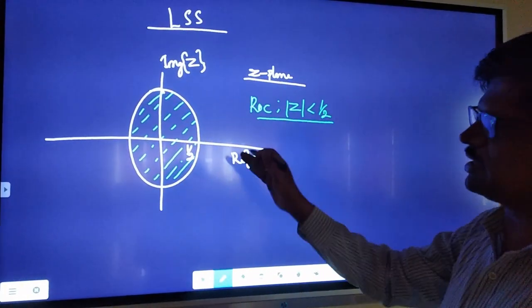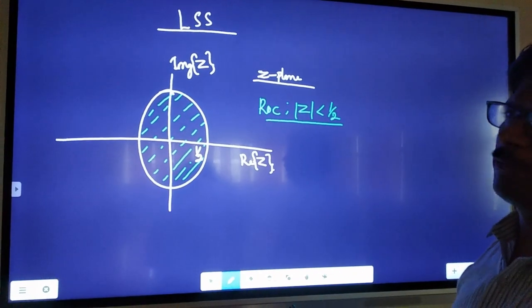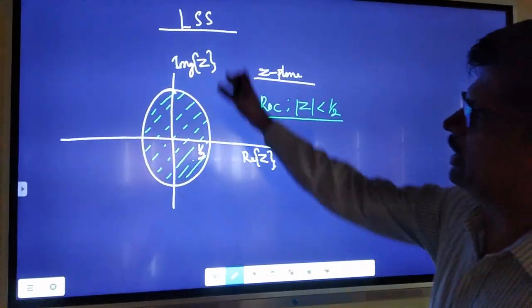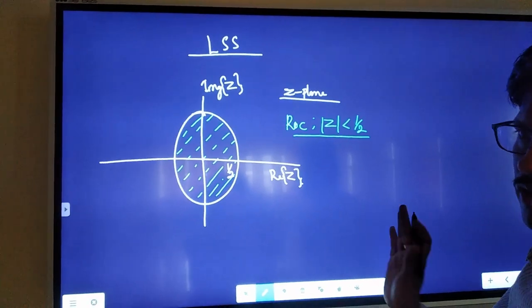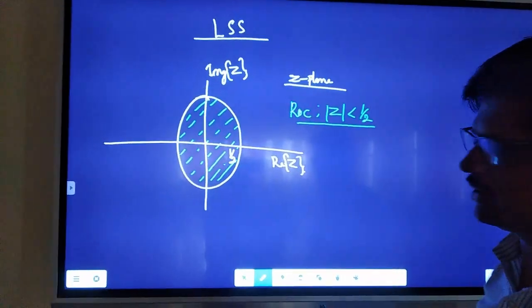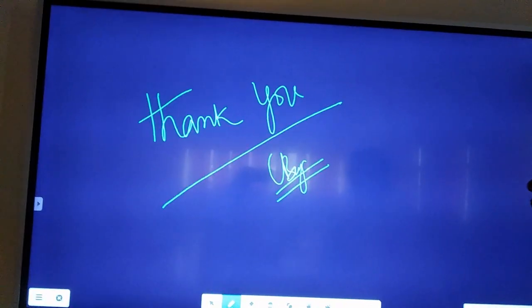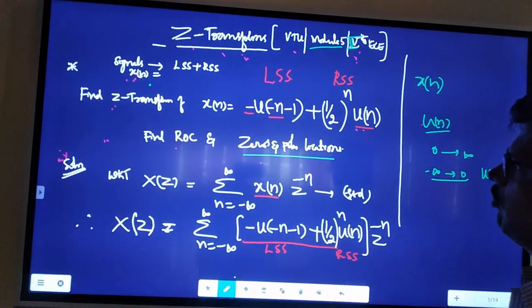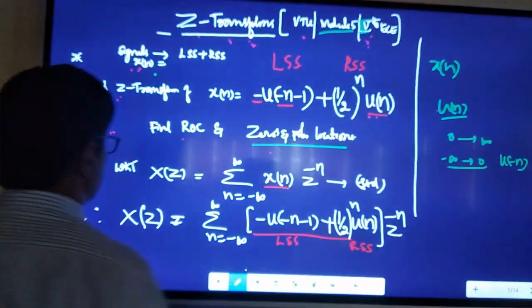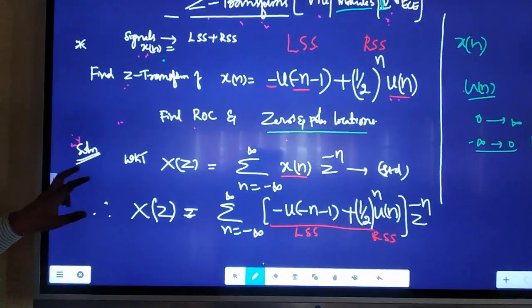Now let me include both, right-sided and left-sided, in one, and let me plot the ROC, see how it looks. Then we'll analyze the signals. That's what I'm going to do now. For that, let me start a problem.